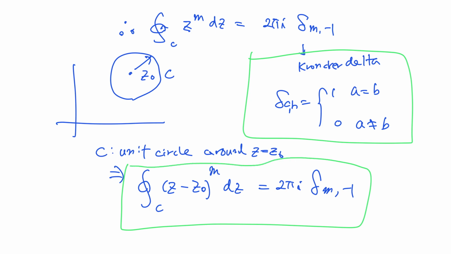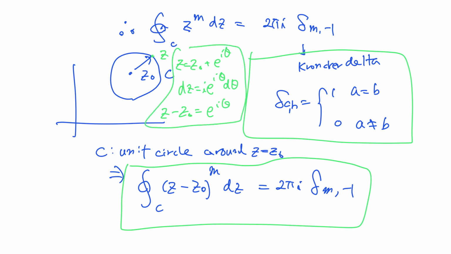So actually you can show this very simply. You can put z as C naught plus exponential i theta. Then dz is again exponential i theta d theta i. z minus C naught is exponential i theta. You can show this, so maybe you can check it as homework.